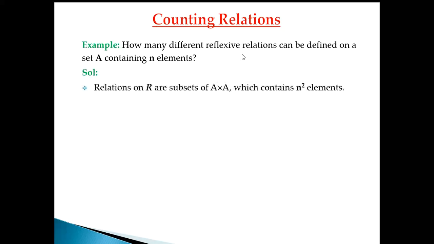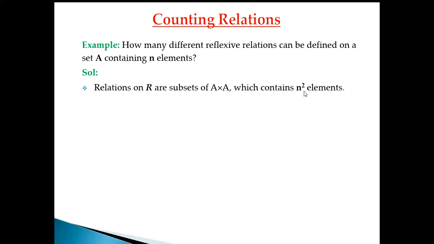So now we see the relation R. How can we define the set? A relation is always a subset of A cross A, because here we have only the set A. If a set B was there, it would be A cross B. Now only set A is there, so our R is a subset of A cross A. And how many elements? There are n elements in set A and another n elements, so the total is n square.